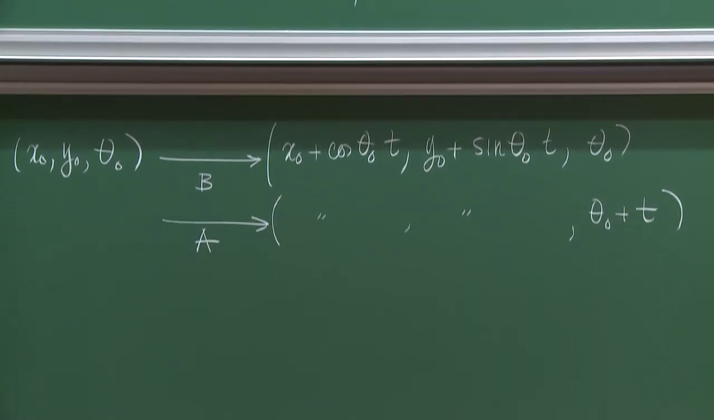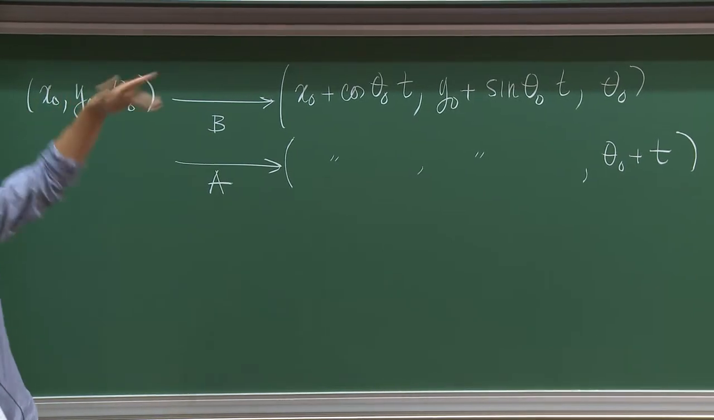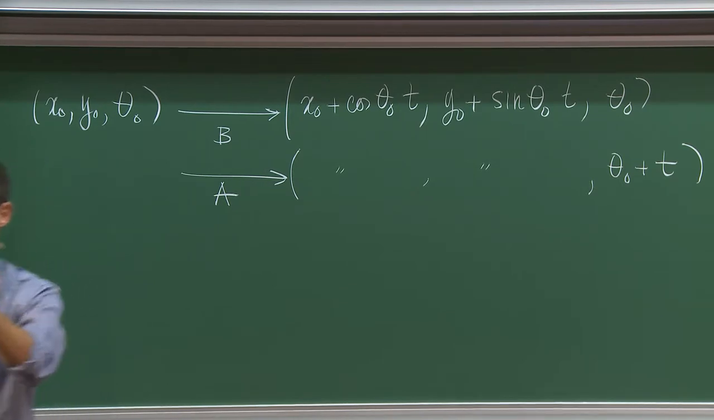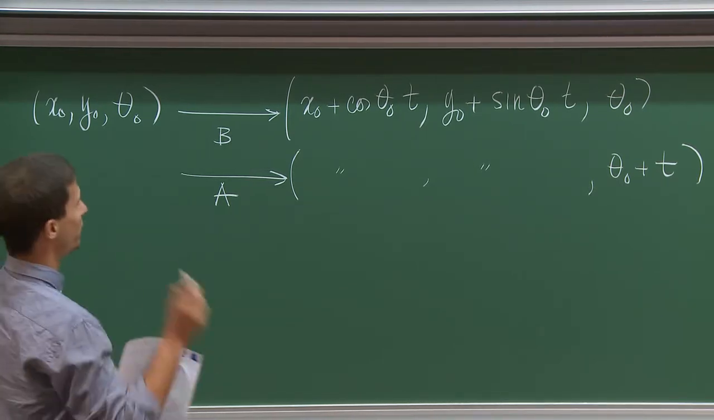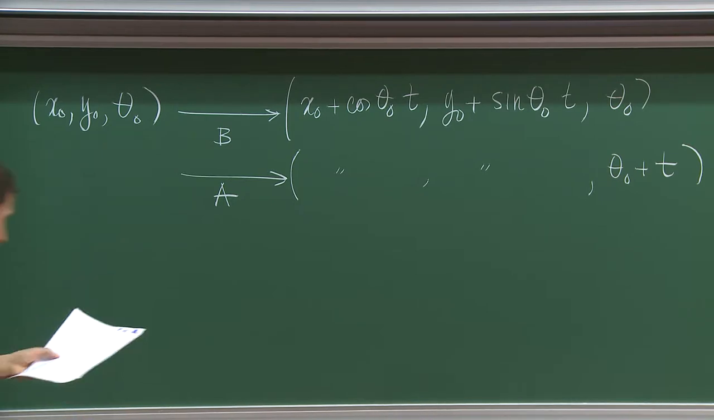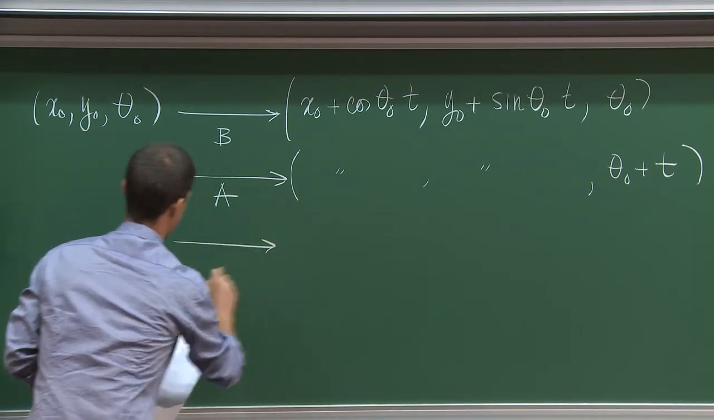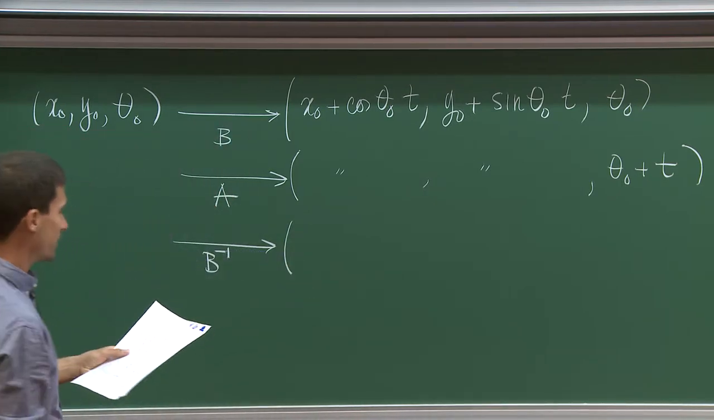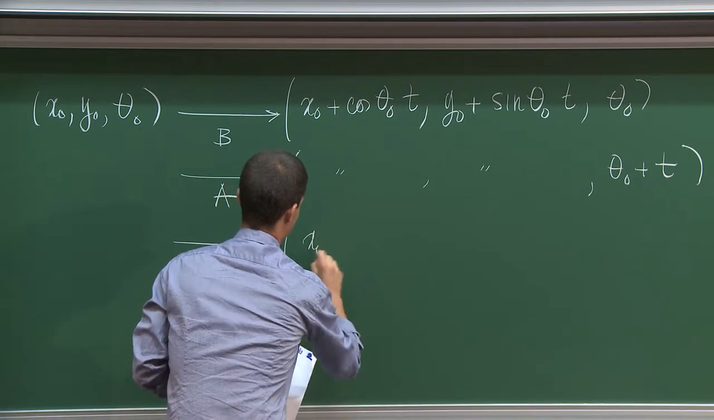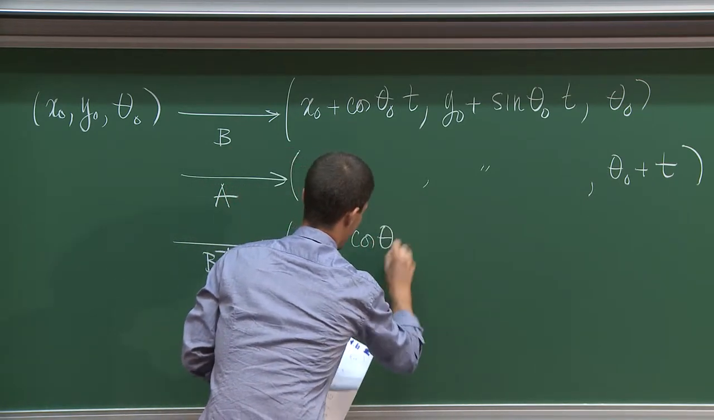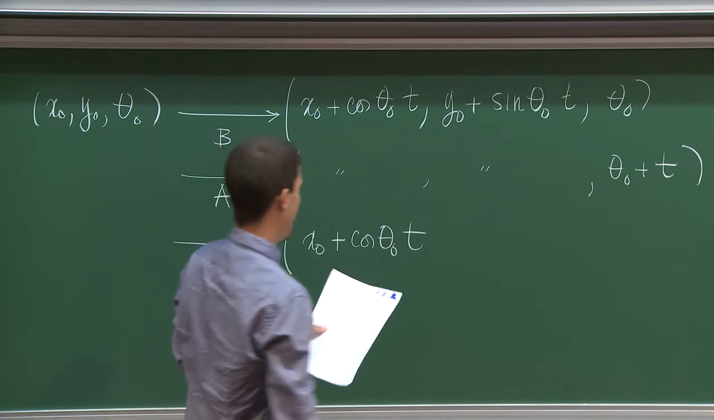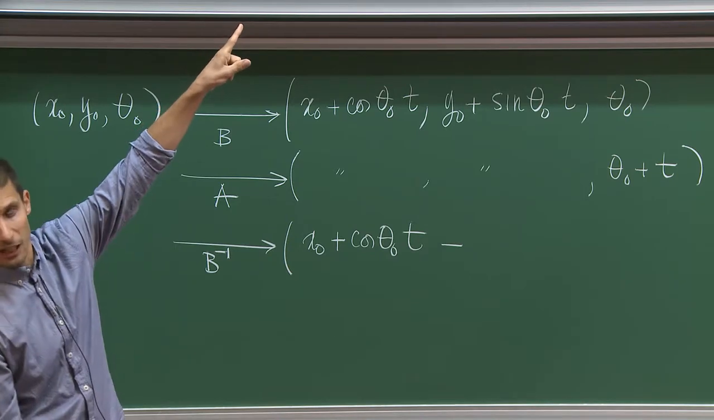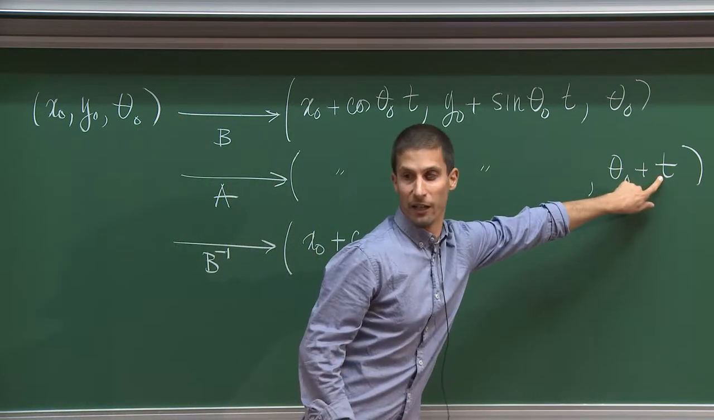So when I'm saying I'm using A and B, actually I should also specify the choice of time. So let's say I use all the same time t, so I will use 4 times the t. And then I go back, B minus 1. What I should do is to take the previous and subtract t times cosine of the angle, but of the previous angle, okay?